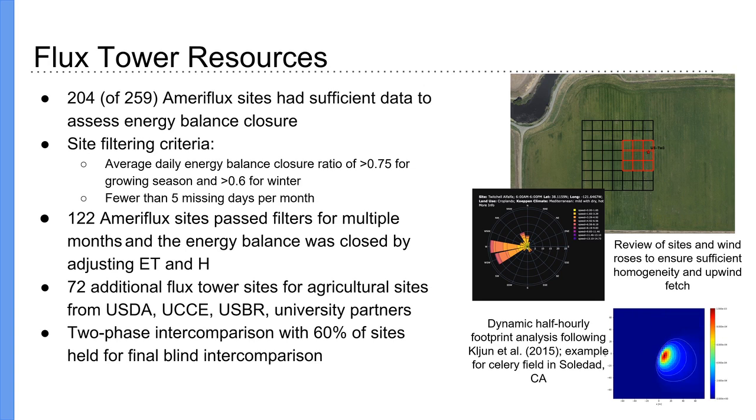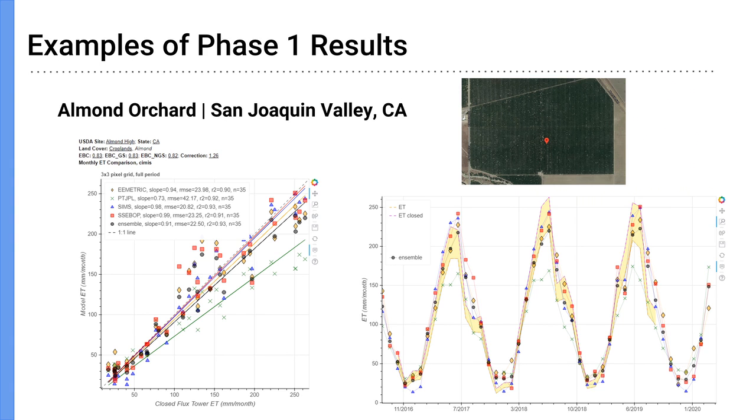For many of the models, this is the first time they've been run on Google Earth Engine over an area the size of the Western U.S. Because of this, the OpenET team has taken a two-phased approach for the intercomparison. 40% of the flux tower sites are used in phase 1 to allow the teams to identify and address issues in automated implementation of the ET models, and 60% of the sites are being held back for a final blind intercomparison in phase 2. An example from the phase 1 results is shown here for an almond site in California.